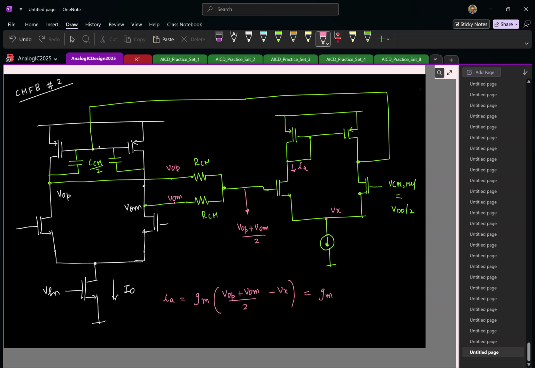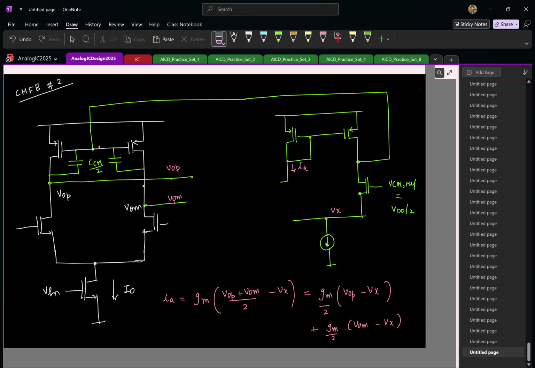This GM times VOP minus Vx by 2 plus GM by 2 times same. So which means now I don't want to have the resistor. That's the whole idea, because it is loading me. And if I somehow make sure that this particular current is flowing in this branch, I'm fine. So this current comprises of two quantities. Now I have to generate a current proportional to VOP minus Vx. What can I do?